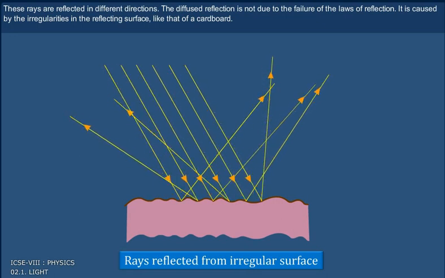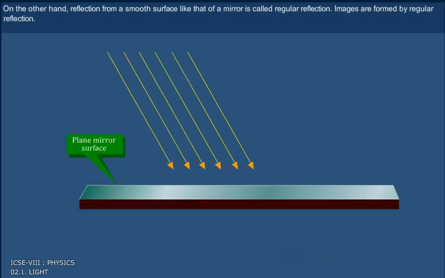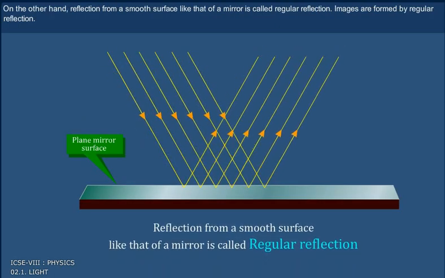The diffused reflection is not due to the failure of the laws of reflection. It is caused by the irregularities in the reflecting surface, like that of a cardboard. On the other hand, reflection from a smooth surface like that of a mirror is called regular reflection. Images are formed by regular reflection.